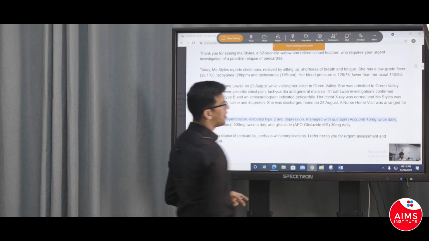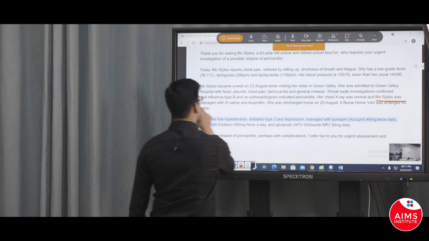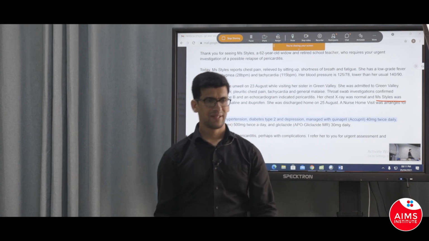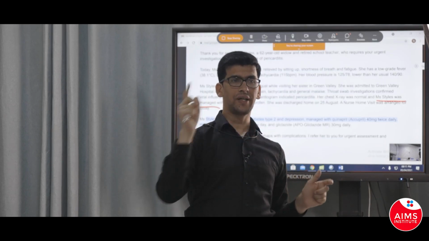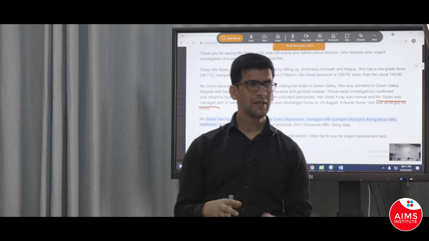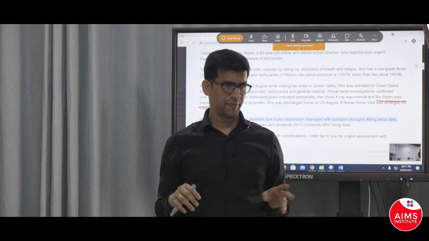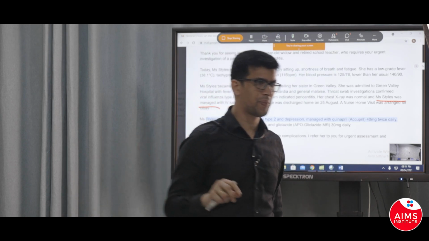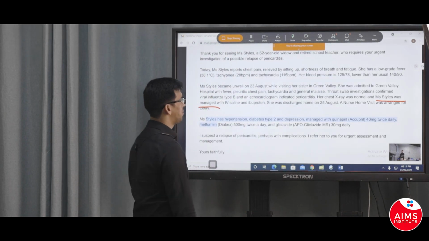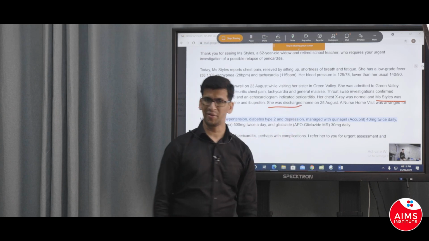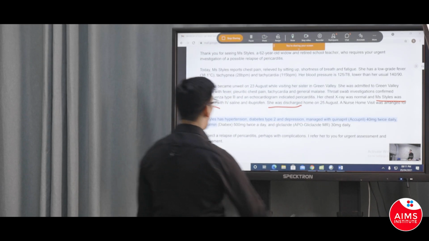Her chest X-ray was normal and Ms. Stiles was managed. Ms. Stiles managed, or Ms. Stiles was managed? Doctor managed Ms. Stiles. When we say Ms. Stiles was managed, it indicates we managed, or hospital managed, or doctor managed. Who did this is irrelevant. We give importance to what the patient received. Ms. Stiles was managed with IV saline and ibuprofen. She discharged? No. She was discharged home on 25th.